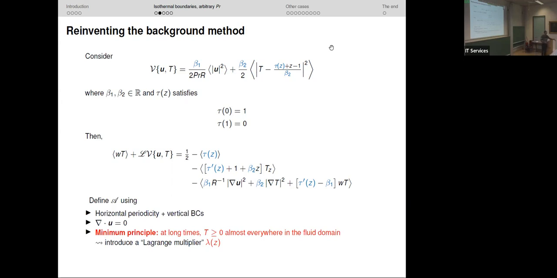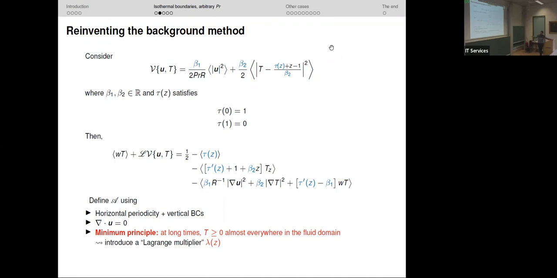But we also have another crucial bit of information, which is a minimum principle for the temperature. So at long times, one can prove that the temperature field in the Boussinesq equation with internal heating has to become non-negative pointwise, at least almost everywhere in the domain at large times. And this is a consequence of the fact that we're really heating the fluid. So any negative temperature initially has to rise because we're only cooling through the boundaries.